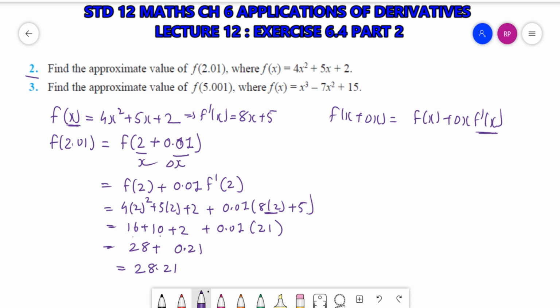See what I did? I used the formula f of x plus delta x equal to f(x) plus delta x f dash x. So I need to find out what is x, delta x and f dash x. I found out first f dash x and delta x as 0.01. And just using the formula and putting the value, I got the answer 28.21. So note down question number 2. Question number 3 is similar to 2, so I'm giving it to you to solve by yourself. Okay, now let's move to the next one.